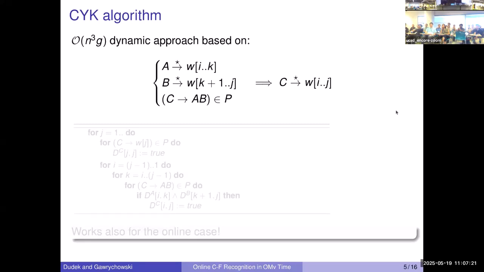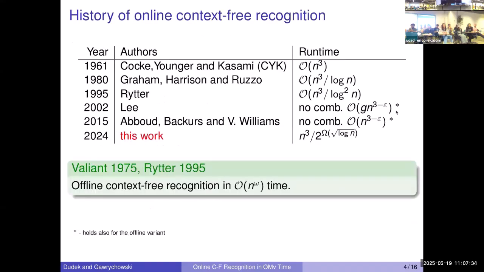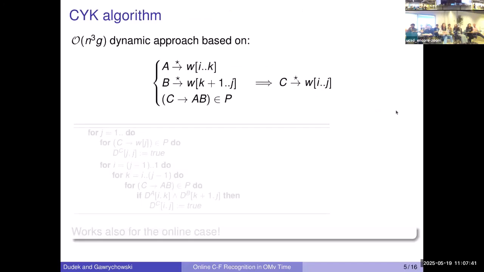Okay, so now let me briefly describe the CYK dynamic programming algorithm, which will fit on this single slide. It uses the following observation. In the online version, is it omega hard? That's a very good question. I don't know. We will show how to use omega, but we don't know if it is hard. So that was a little spoiler.